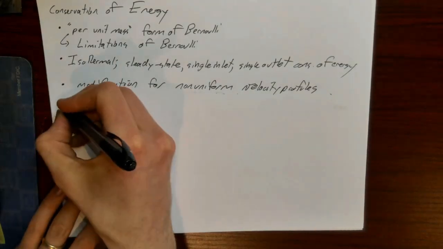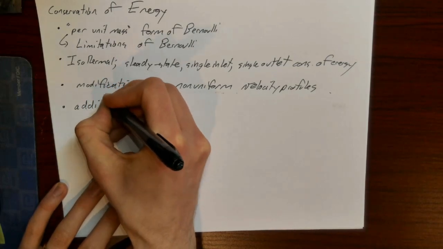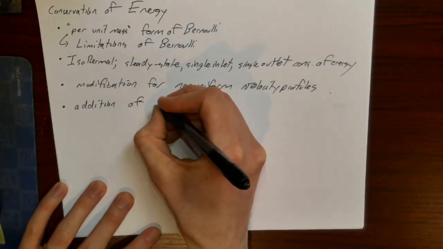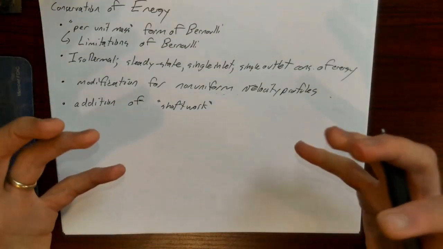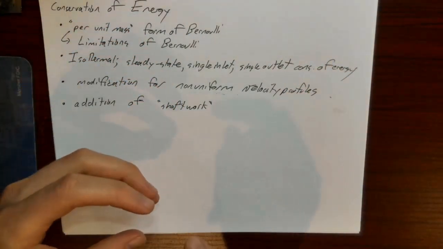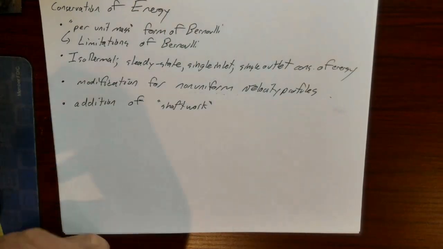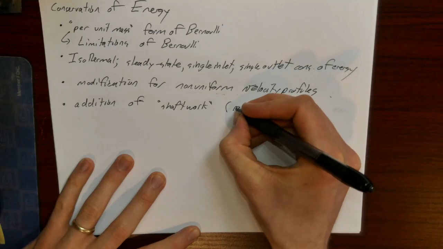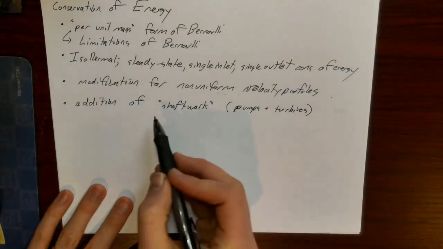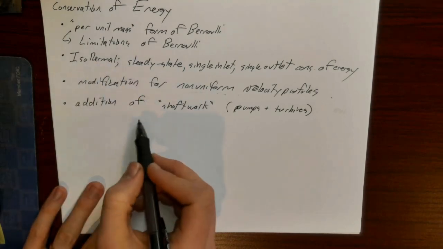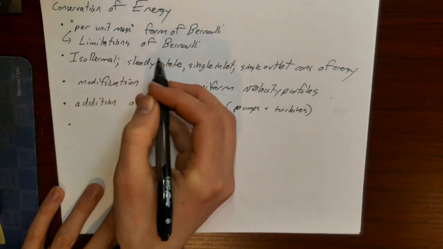The second thing that this new version of conservation of energy is going to involve is the addition of what's called shaft work, which really comes from like mechanical engineering or civil engineering, when you would have like a hydraulic system with some shaft coming out, where that shaft would be like spinning a pump, inputting energy into the system, or extracting energy from the system by having the fluid spin a turbine, right? So you can think about this as pumps and turbines. So there will be a new term to this conservation of energy that involves the addition of shaft work, pumps and turbines.